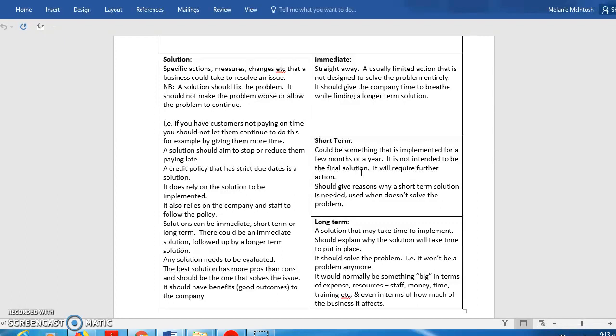So you're going to need time to be able to do it. It might be about saving up money to buy some new machines, some new capital. It gives you time to do that. Whereas the long term actually needs to solve the problem, or in terms of production disruption, minimize the risk, that type of thing. So with the long term, it should solve it.